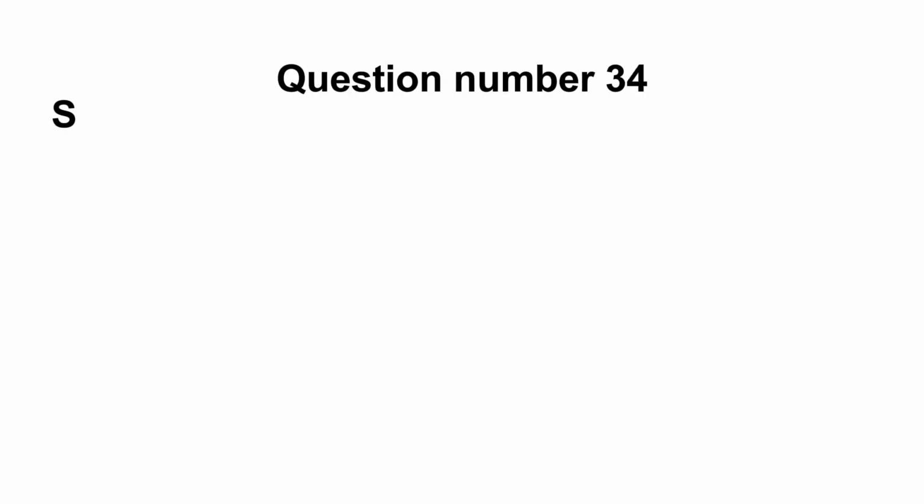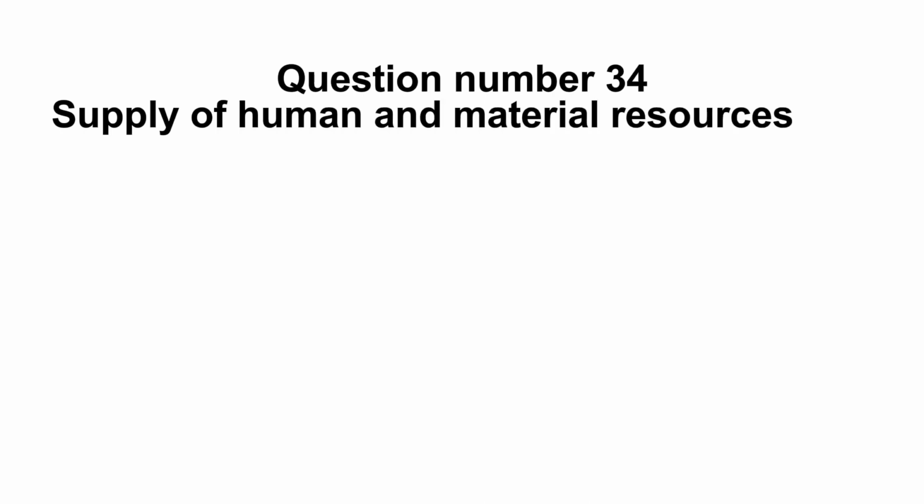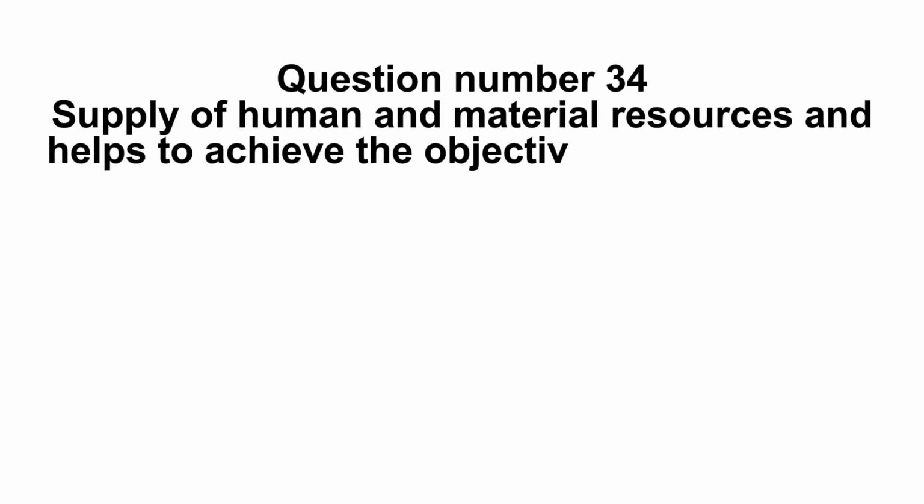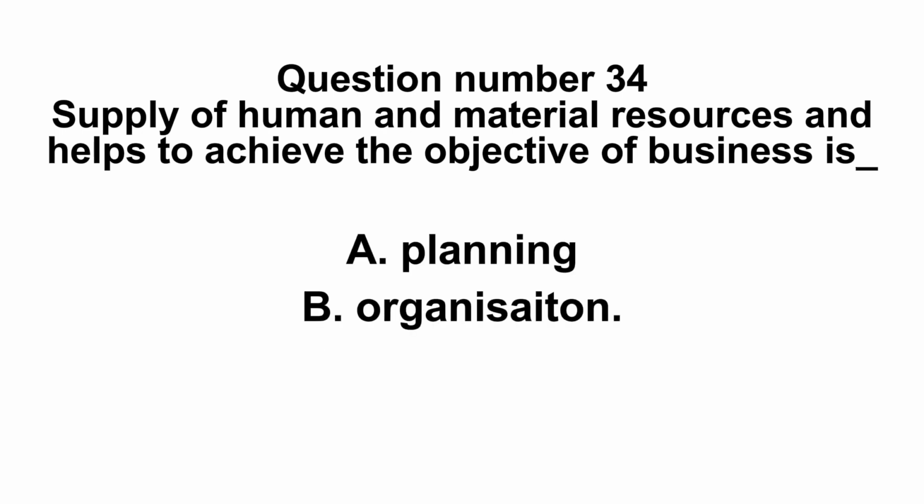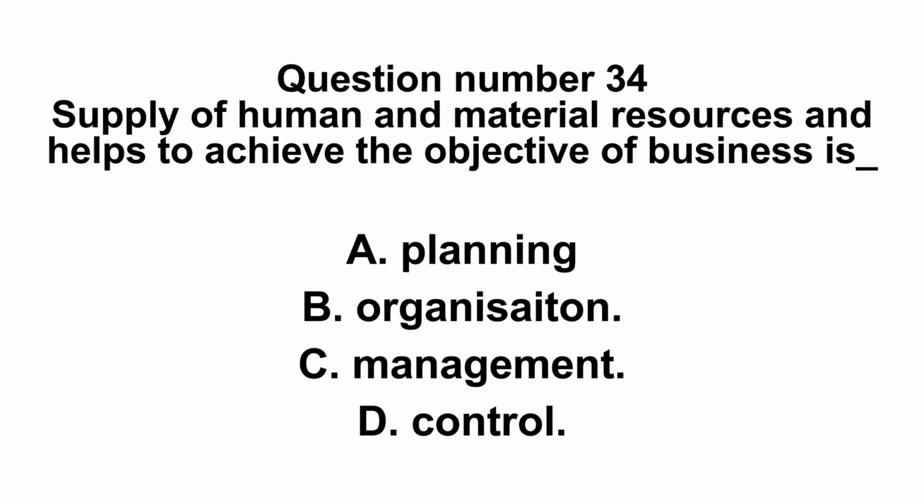Question number 34. Supply of human and material resources and helps to achieve the objective of business is A. Planning. B. Organization. C. Management. D. Control. And the correct answer is B.